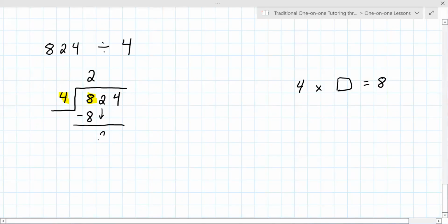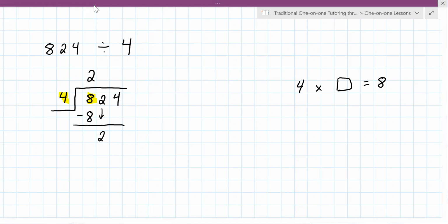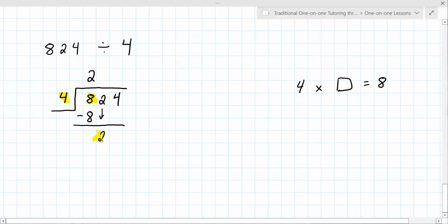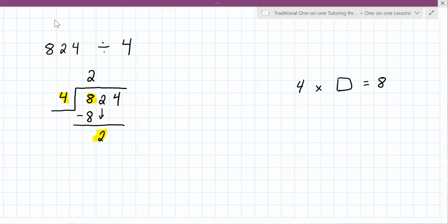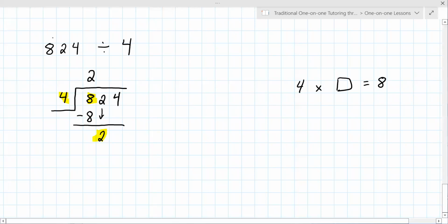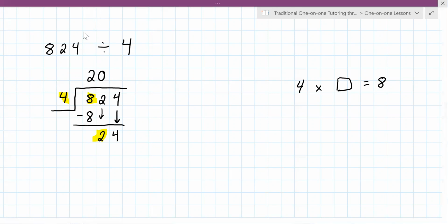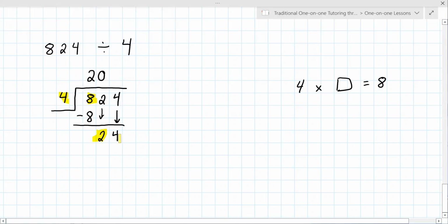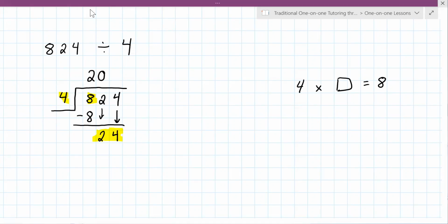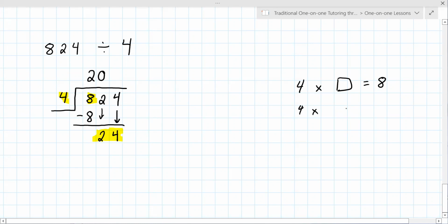So now you bring the 2 down. Does 4 go into 2? No, so it goes in 0 times. Whenever you put a 0 in, you have to bring down the next digit. 24. Now I can ask you, how many times does 4 go into 24? 4 times what number equals 24? Six.